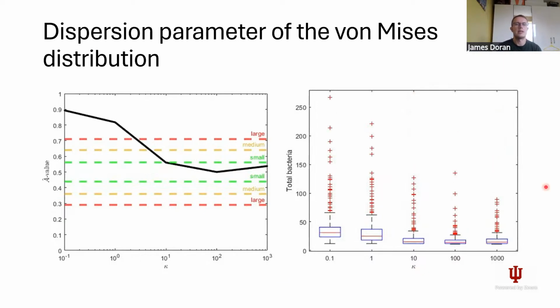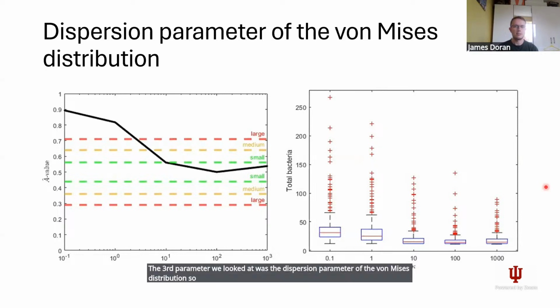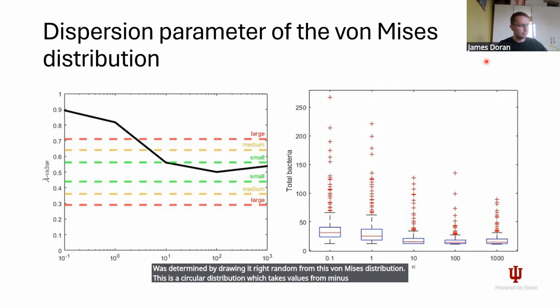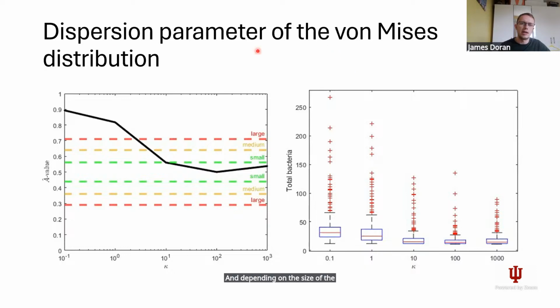The third parameter we looked at was the dispersion parameter of the von Mises distribution. To explain what that means, for the random movement aspect of the Glazier-Graner-Hogeweg model, the angle in the change of direction for the cell was determined by drawing it at random from this von Mises distribution. This is a circular distribution which takes values from minus pi to pi. And depending on the size of the dispersion parameter, you get a very different shape to this distribution.